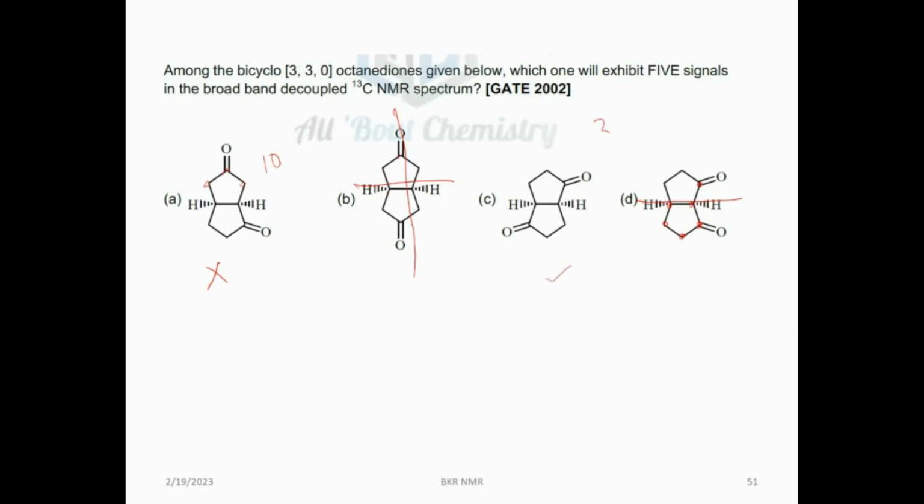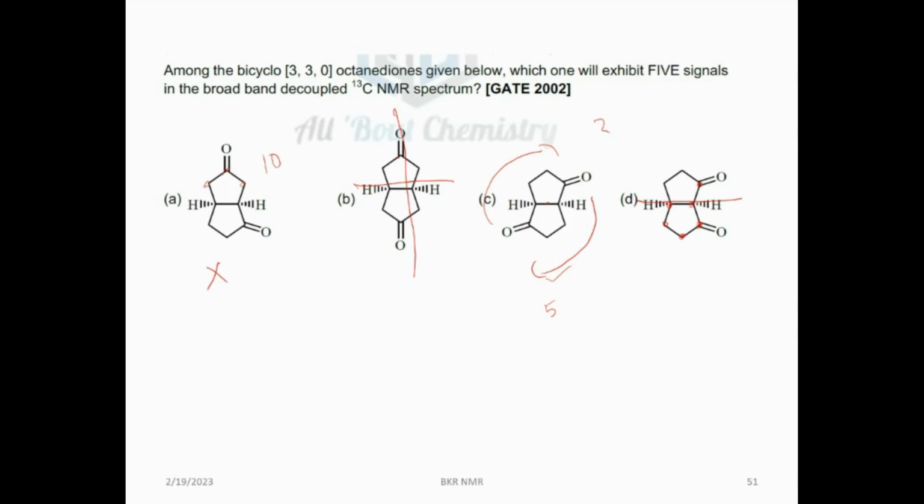What about this molecule? It has 5 signals. So I have a bit of confusion. This will also give you 5 signals. So this has an axis of symmetry, so I can rotate the molecule. So this will go here, this will come here. Okay, so it can be rotated.